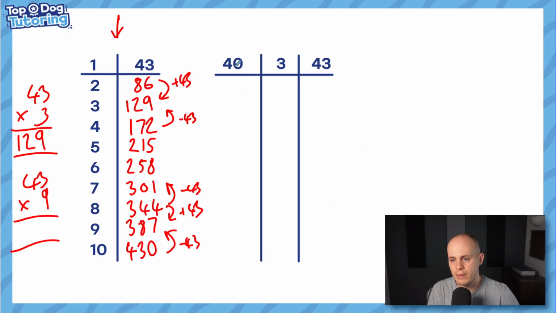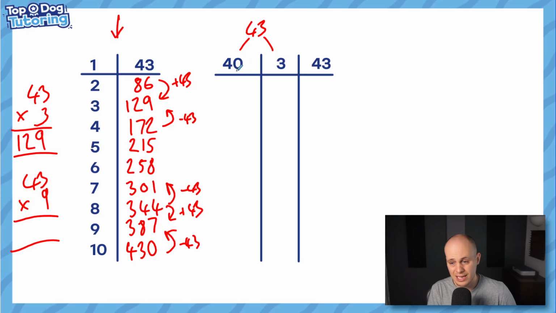Here's another really cool method. This one's a bit more straightforward. So we've partitioned 43 into 40 and 3. And what we're going to do is we're going to write out our 40 times table, our 3 times table, and then add them back together to get the 43 times table. Really easy to do now because we've taken away the 1s.